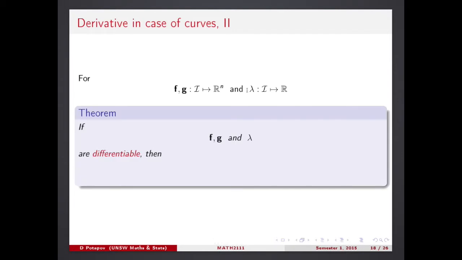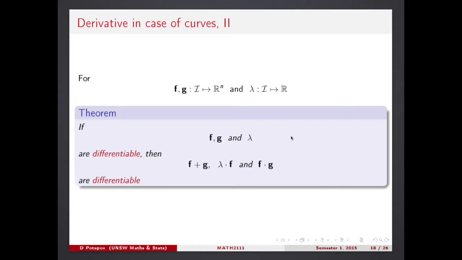It says this: in this setting, if you have three functions, two of them vector functions, f and g, and one of them a numerical function, lambda. If you assume that all three are differentiable in their respective sense, f and g in a vector sense, lambda in a numerical sense, and you do algebraic combinations, and this is not all possible combinations, of course, but I just chose the most common ones.